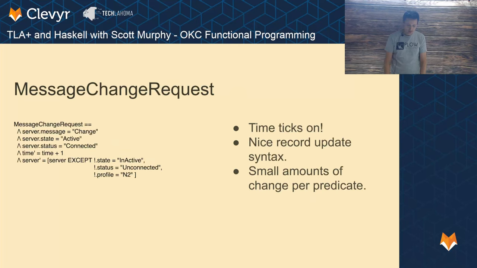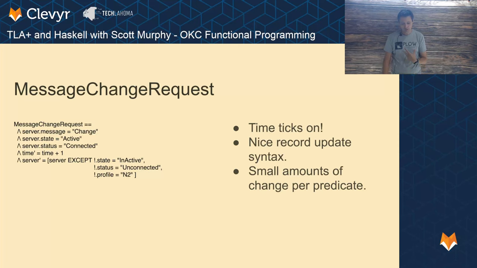Okay, so a change request is there, and we need to do something with it. I'm only going to show one of those instead of all of them, just so we can keep going. We got our change from the last thing that we looked at. We're still making sure that the system's active and the status is connected, because it doesn't make any sense for us to change things if we're already disconnected. We're going to increment time again. And now we're going to make more of our server change state.